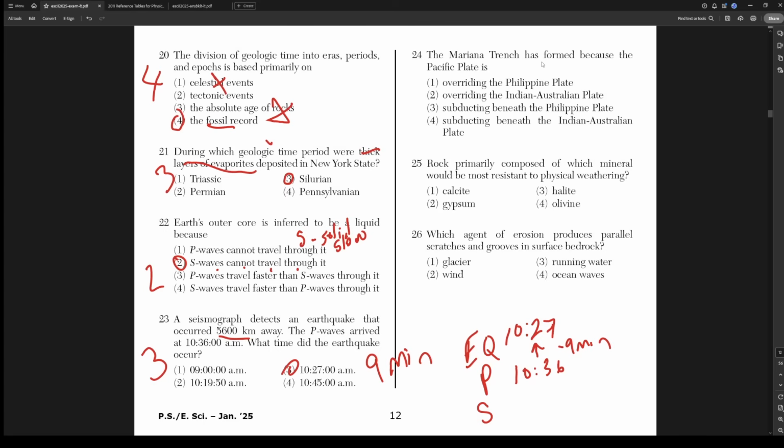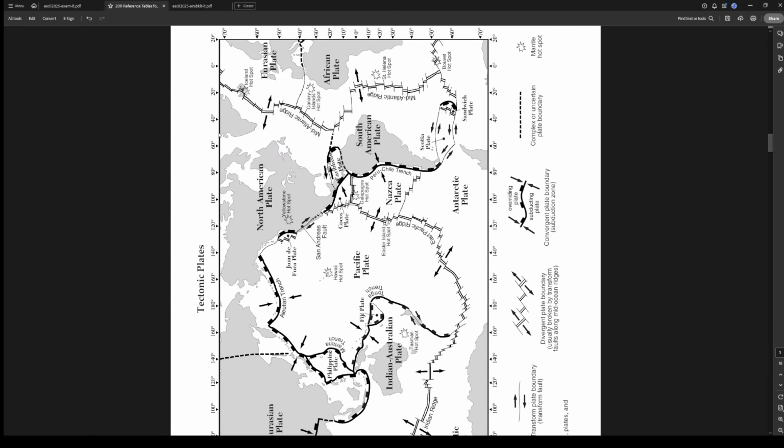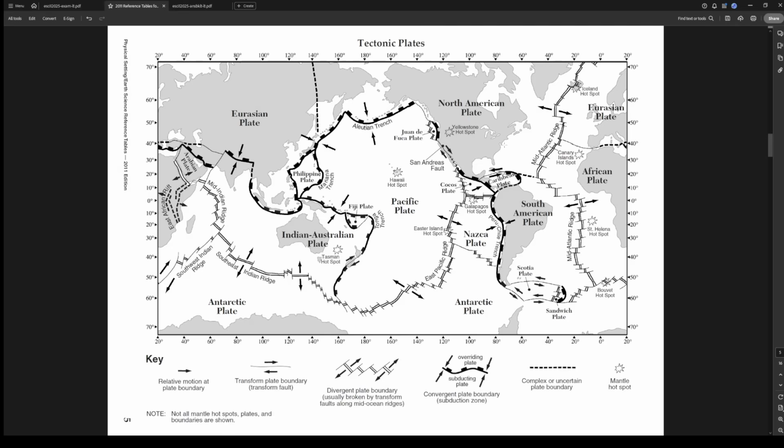Number 24, the Mariana Trench has formed because the Pacific Plate is doing what? So we're going to go to our plates. I'm going to rotate this because we can't see it. Okay, Mariana Trench. Let's see if we can find the Mariana Trench. It is right here. So that's cool. So what does it show us? These squares show us that the one with the square is the overriding plate, and the side that doesn't have the square is the subducting plate. So the Philippine plate is overriding the Pacific plate.